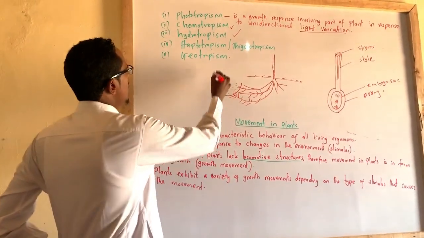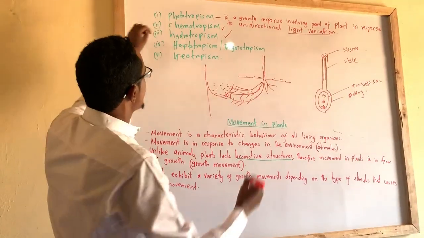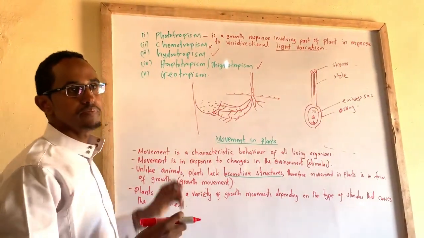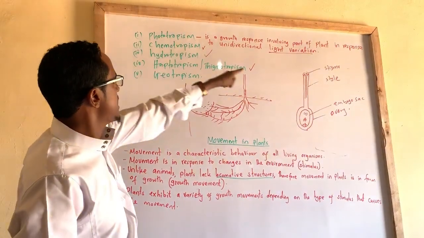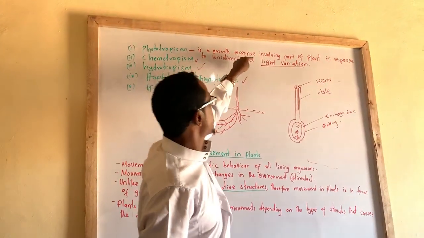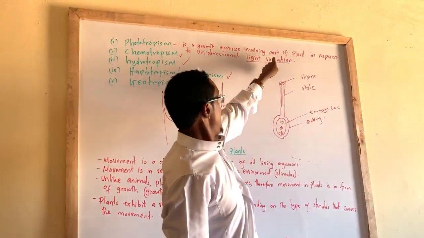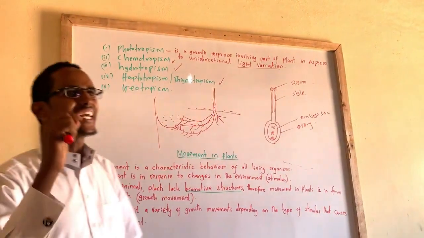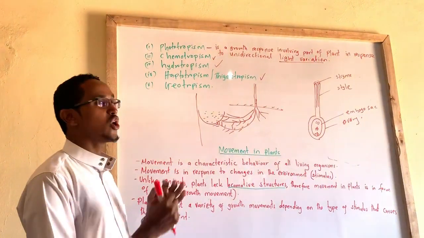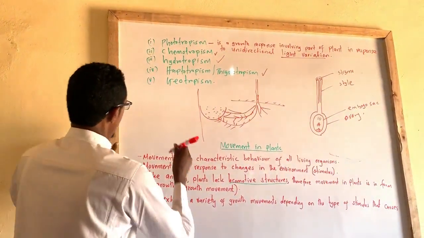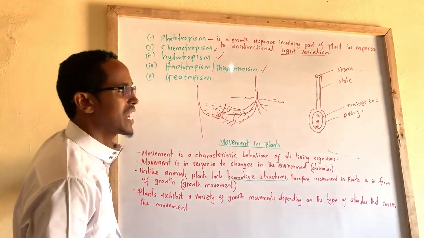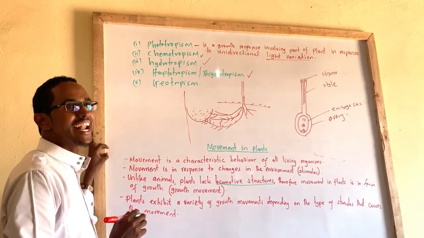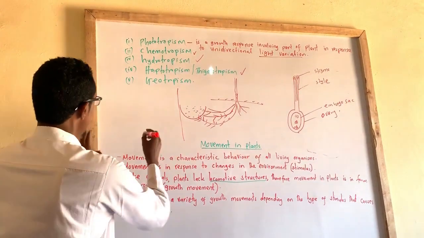What about thigmotrophism, or haptotrophism? The definition is the same; we change the last bit. It is a growth response, or growth curvature, involving part of a plant in response to unidirectional touch, or unidirectional contact. This is seen in weak plants that cannot support their own weight unless they get mechanical support from the strong ones.